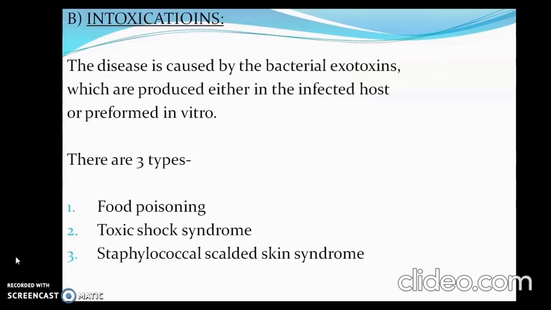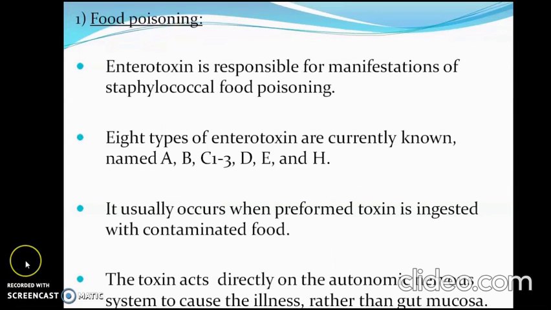Next one is the intoxications. The disease is caused by bacterial exotoxins, which are produced either in the infected host or preformed in vitro. Mainly there are 3 types: food poisoning, toxic shock syndrome, and staphylococcal scalded skin syndrome. In the beginning, we have already discussed the toxins that are responsible for these diseases to initiate. Let's see what's happening in food poisoning.